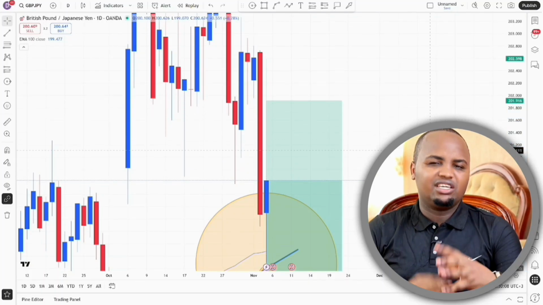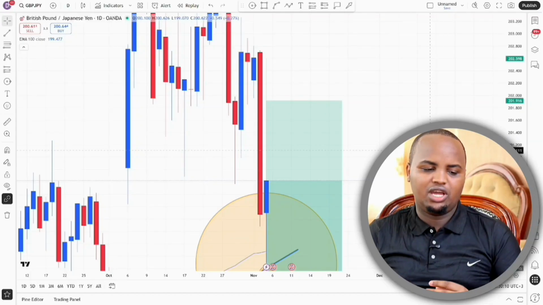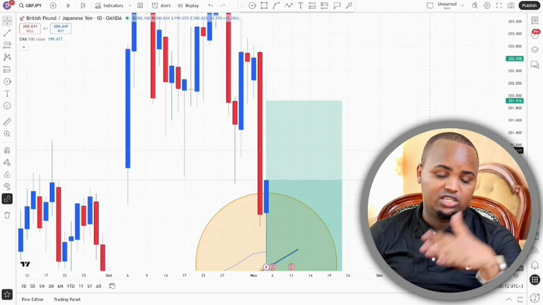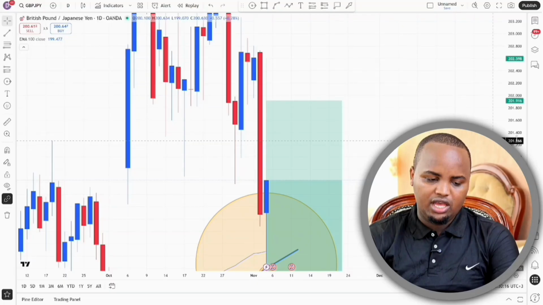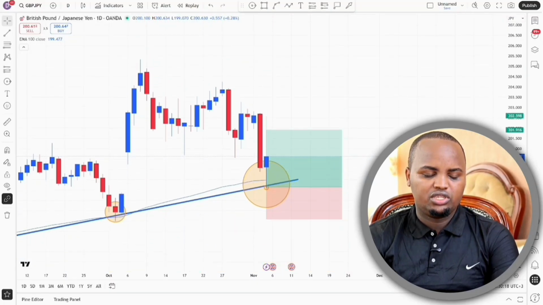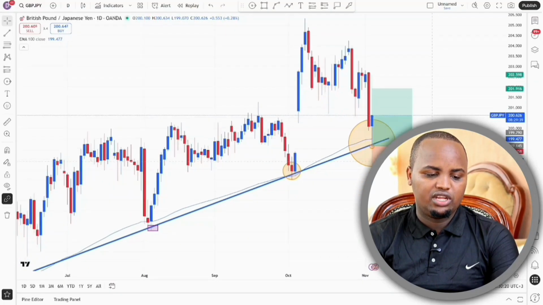This is because the market can decide to continue moving down, but at least, you know, it's actually going to fill that gap right over there. Now, the risk reward ratio is so important. That is the first thing that you really have to identify.